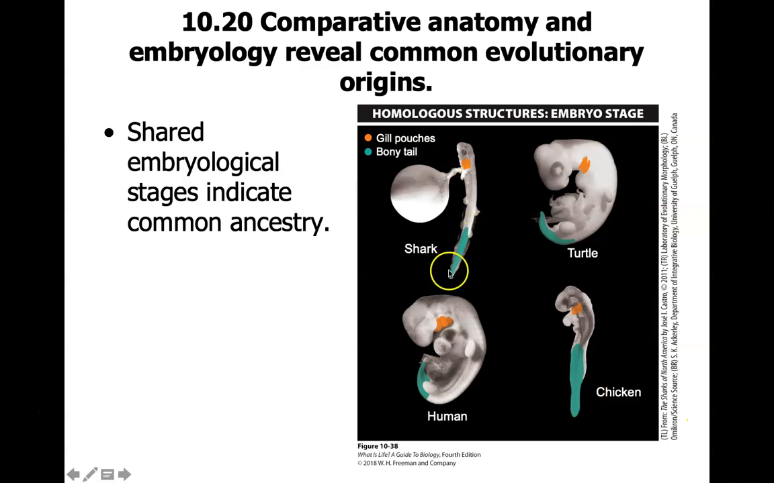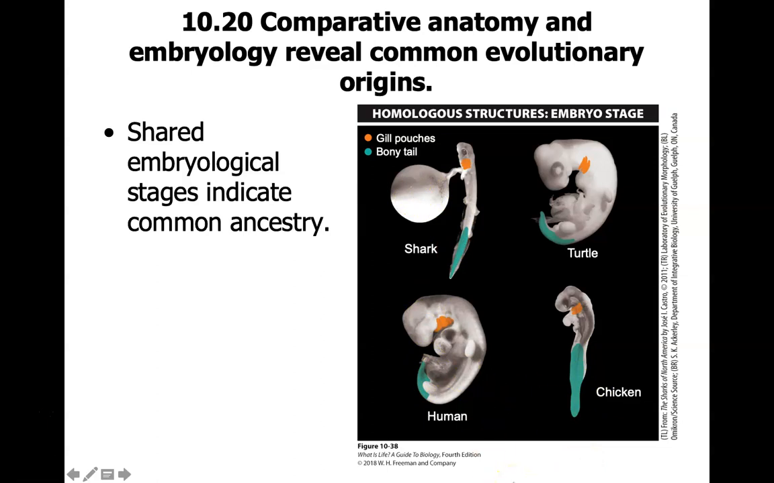The other is a bony tail. Now, you know, sharks have tails, turtles have little bitty tails, chickens have tail feathers with a little bitty tail that they're attached to, and humans don't have tails. But we still have the vestiges of this in our embryological development, which would suggest that we came from a common ancestor at some point that had that tail feature. Now that doesn't mean that humans evolved from chickens or chickens evolved from turtles. It just means that there's a common ancestor at some point in the history that would have had this tail structure.